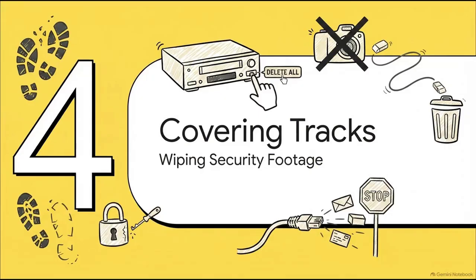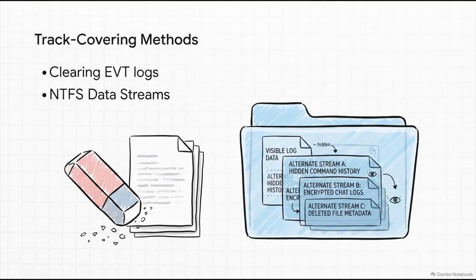And finally, Phase 4, covering tracks, wiping the security footage. The data's gone, the backdoor is set up, and now the attacker has to vanish like a ghost. They've got a whole bag of anti-forensic tricks to make it look to investigators like nothing ever happened. The basic stuff involves disabling system auditing or clearing out Windows EVTX logs like the Security event log. But they get incredibly crafty with trail obfuscation.